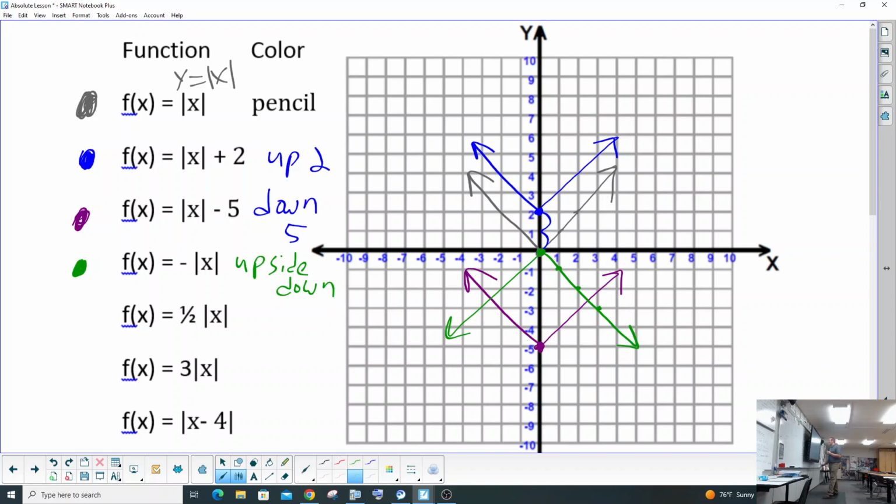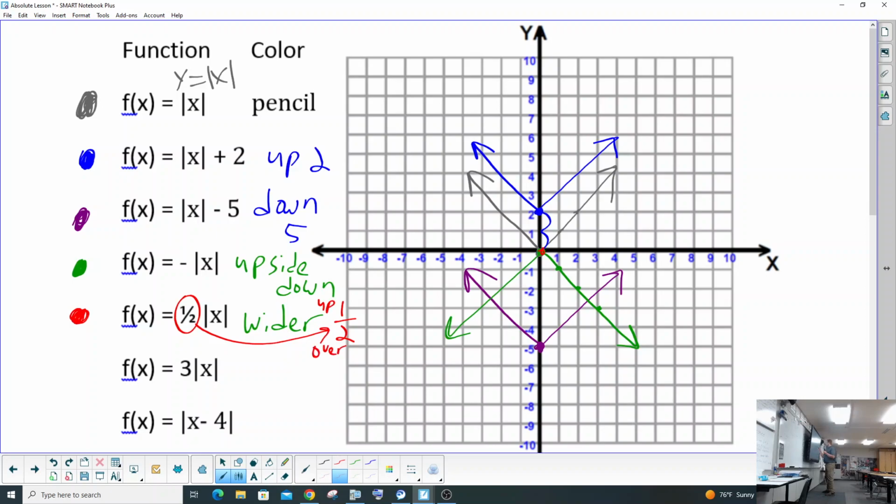Okay, cool. What does 1/2 do? What's a fraction do? So a fraction is actually not going to make it narrower, it's actually going to make it wider. Remember, it's going to be a slope. Let's do red. This is going to be a different slope now, it's going to be wider. And so it's going to be a slope of 1/2 because that's what's in front. And so that means you're going to go up 1 and over 2.